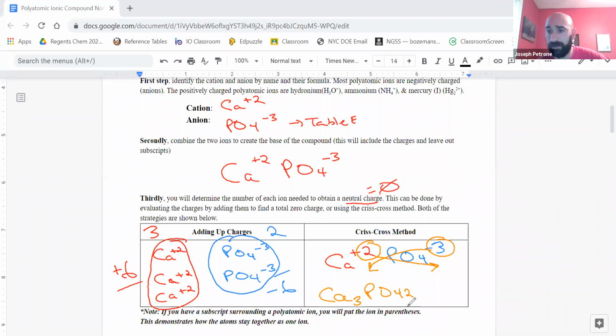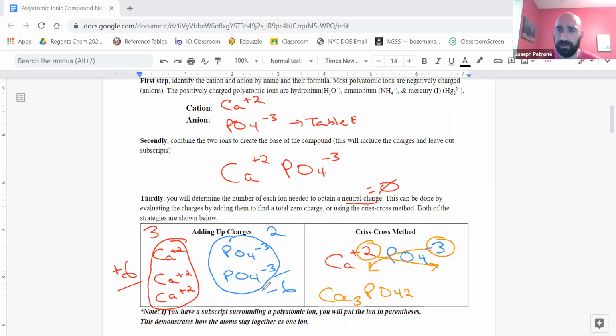Now, if you look at this, there's something that's not really too clear here, and there's something that we can fix to make this a little bit more clear. From my eyes, it looks like we have 3 calcium ions, one phosphorus atom, and then 42 oxygens. Now, we know that that's probably not the case. If we look at the adding up charges method that we did, we have, yes, 3 calciums, but we have 2 phosphorus atoms here, and then 8 oxygen atoms.